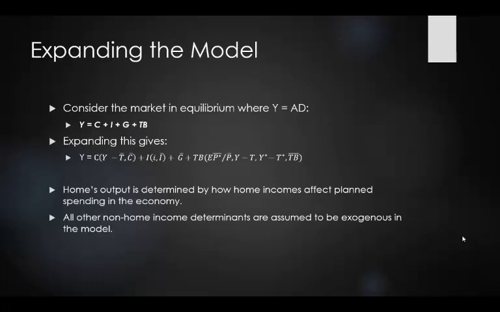Therefore, Y is equal to C plus I plus G plus TB. We can expand on this model to show that in equilibrium, national income or total output Y is determined by the things which drive the spending components of aggregate demand, as stated on this slide. From this setup, it's immediately seen that the output in this economy is determined by how incomes in this economy affect planned spending, along with some other non-income determinants that are going to be assumed going forward as exogenous in this model.